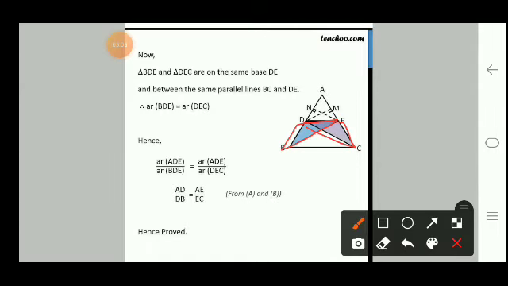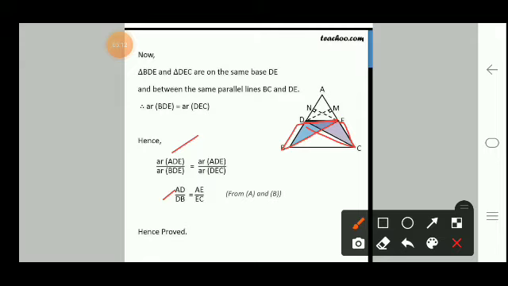Hence we can write that area ADE over area BDE is equal to area ADE over area DEC, that is from A and B, AD over DB is equal to AE over EC. So this is the proof of the BPT theorem. This is known as the BPT theorem or the Thales theorem. This is one of the very important theorems.